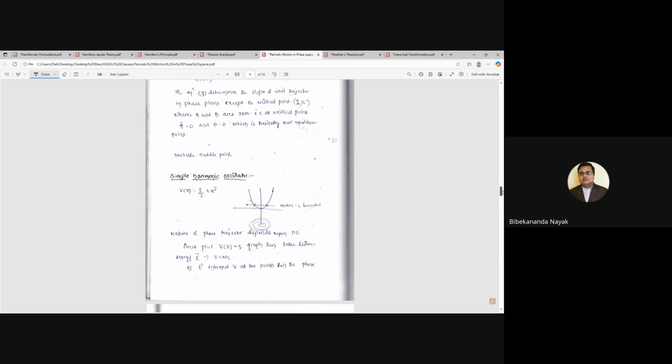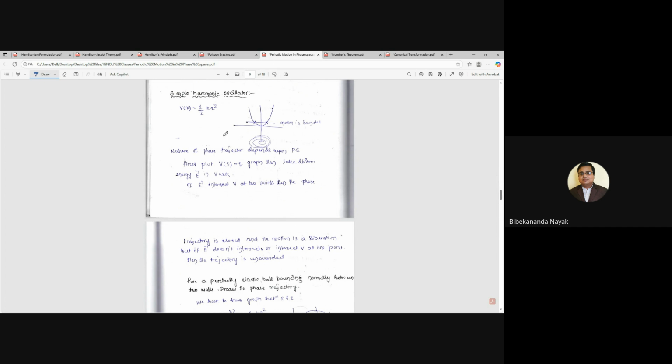Okay. Suppose, for example, a simple harmonic oscillator. Potential is half kx square. You take its derivative, which is kx. Kx equal to 0 means x equal to 0 is the equilibrium point. Then check its second derivative. Del square V by del x square will be k, a constant. If k is greater than 0, it means this potential is minimum.